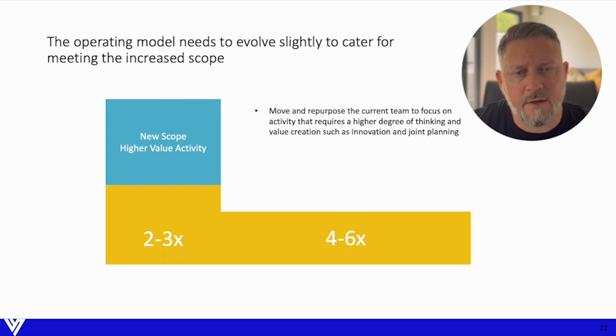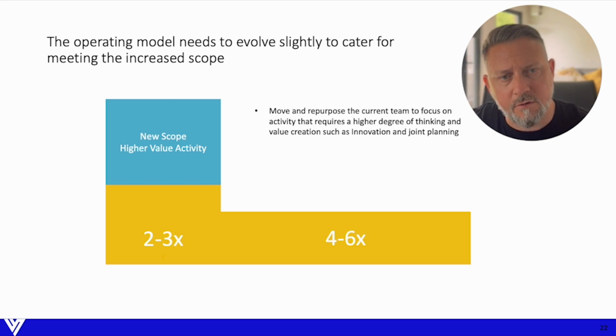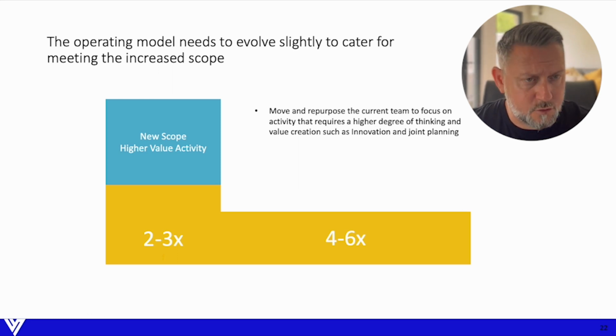So they focus on activity that requires a higher degree of thinking and a higher degree of engagement with your suppliers to talk about value creation, such as innovation and joint planning that have to be done on a case-by-case basis. But then you ask what happened to the bottom of that, which is the lower thinking activity.